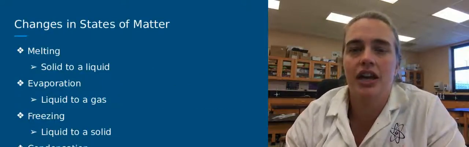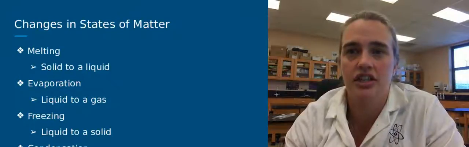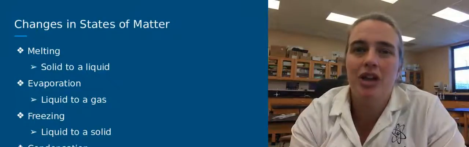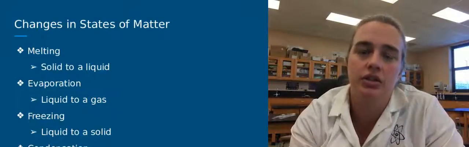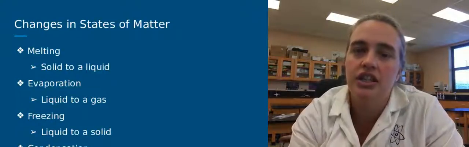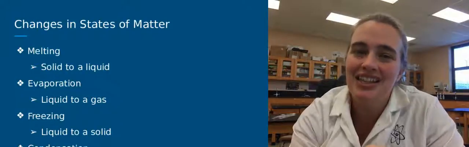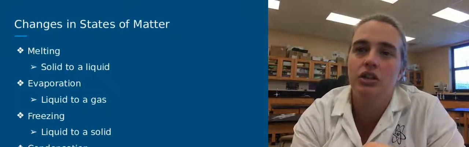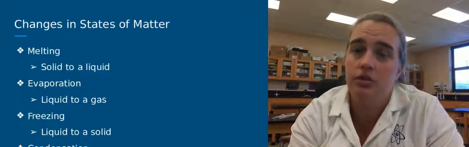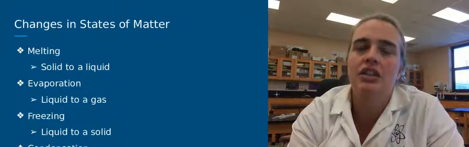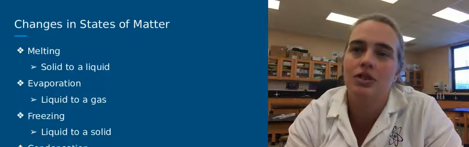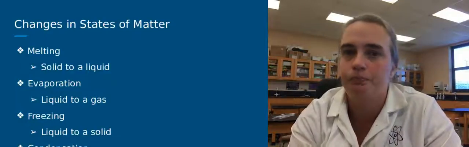When we talk about states of matter, we need to get some definitions down, which I know you've heard every single one of these. So melting is when you go from a solid to a liquid. Evaporation is when you go from a liquid to a gas. Freezing, liquid to a solid. And condensation is when you go from a gas to a liquid. The reason why I'm restating these, and I know you know these, is when I say something is evaporating, you need to immediately think to yourself, okay, that is when something goes from a liquid to a gas.